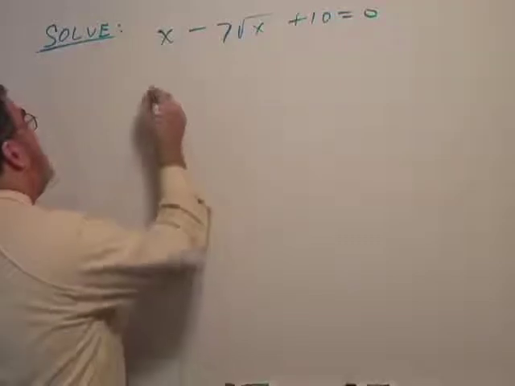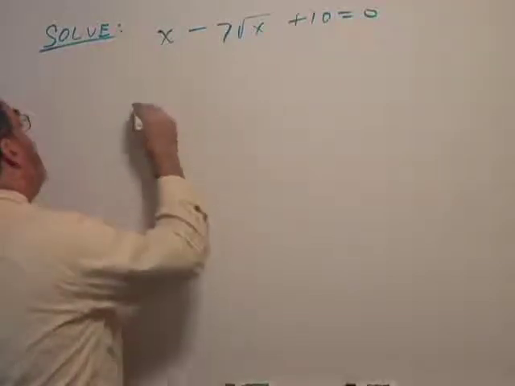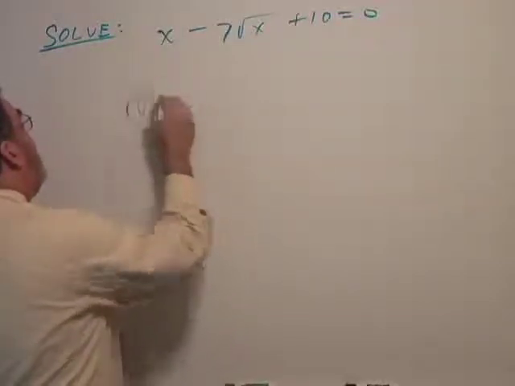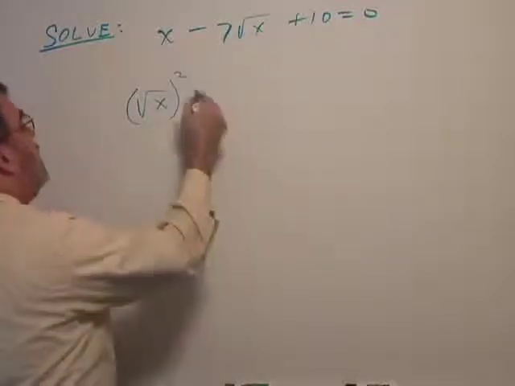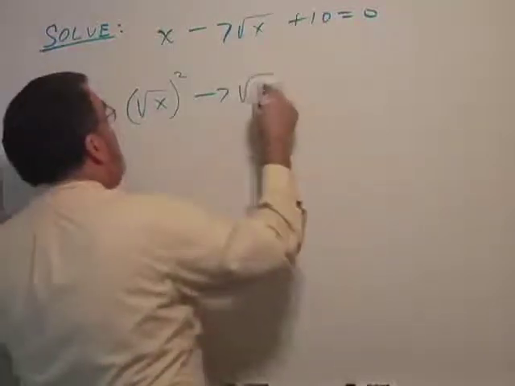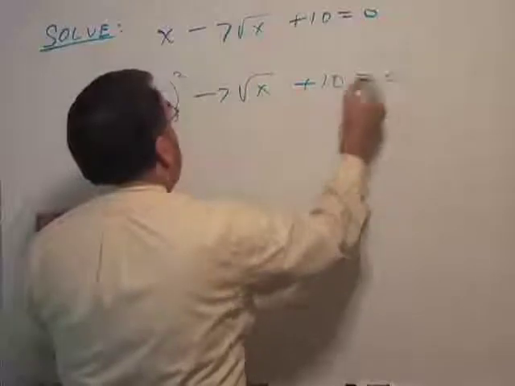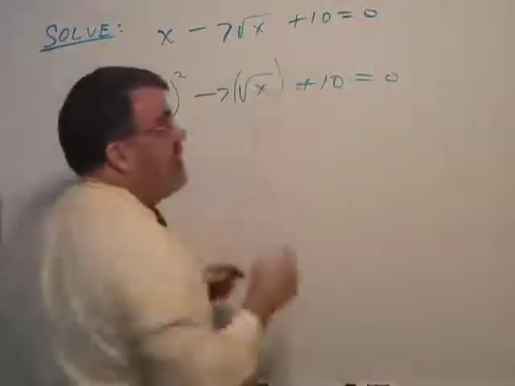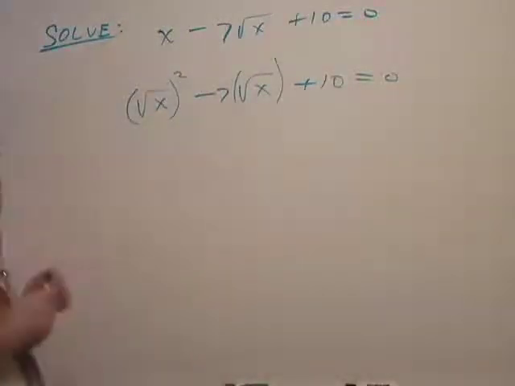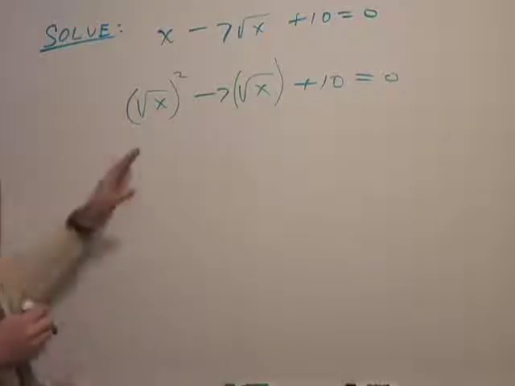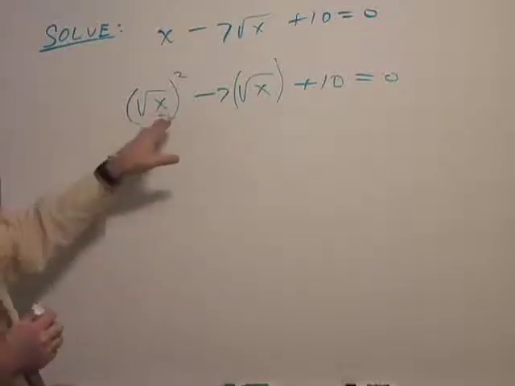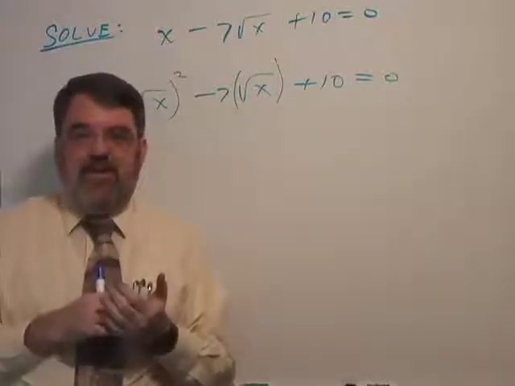root of x. So for example, if I think of x as the square root of x squared minus 7 times the square root of x, and then plus 10 equals 0, and I'm going to put that in parentheses just so it's a little more visual. This is a quadratic equation in the variable square root of x.